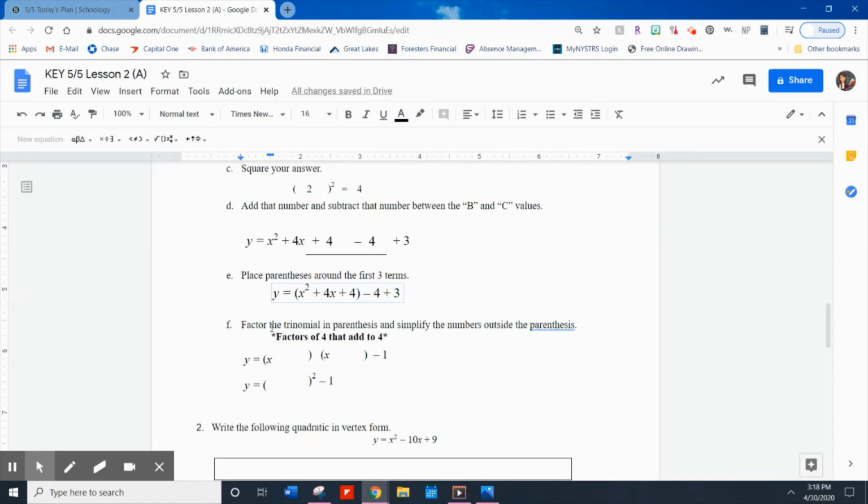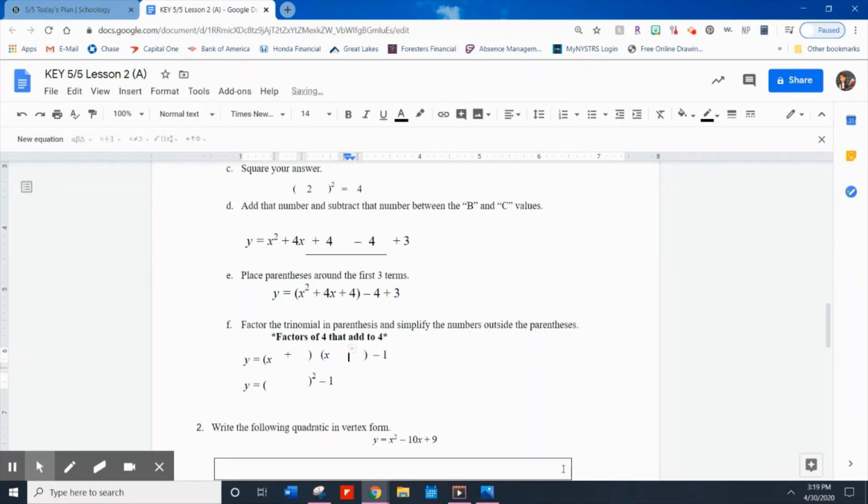And now we're going to factor the trinomial in parentheses and simplify the numbers outside the parentheses. And that is spelled incorrectly. Okay, so we are going to find factors of 4 that add to 4. Again, we double bubble, I already set that up for you. We're going to have the same signs, as it is always going to be the same signs for completing the square. We look at this operator as a plus to tell us what signs they're going to be. So it's going to be a plus and a plus.